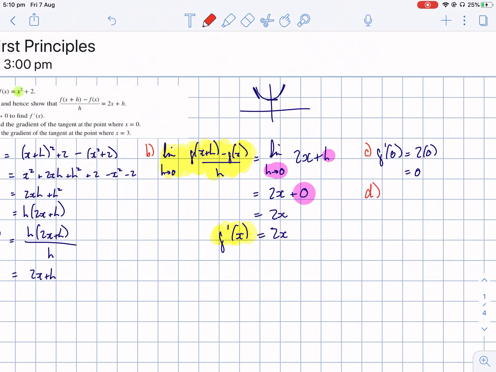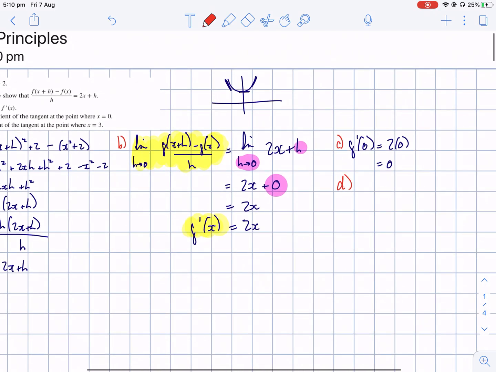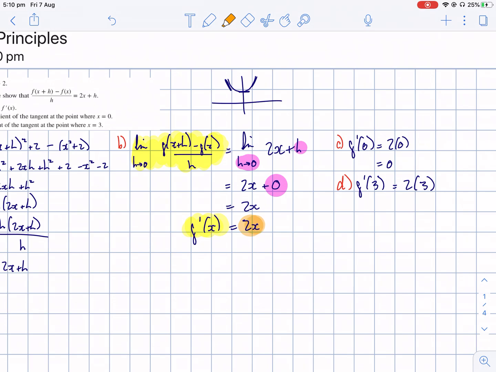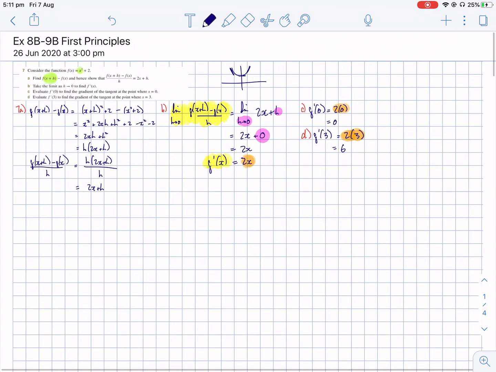And what does D want? F dash 3. F dash 3 is just going to be 2 times 3. I'm getting these values from, that's what that comes from, yeah. So it's 6. Question 7 done.